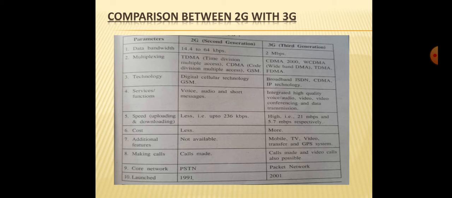Then core network, what 2G was using was PSTN. Here in 3G it was packet network. When was 2G launched? In 1991. 3G was launched in 2001. Okay.